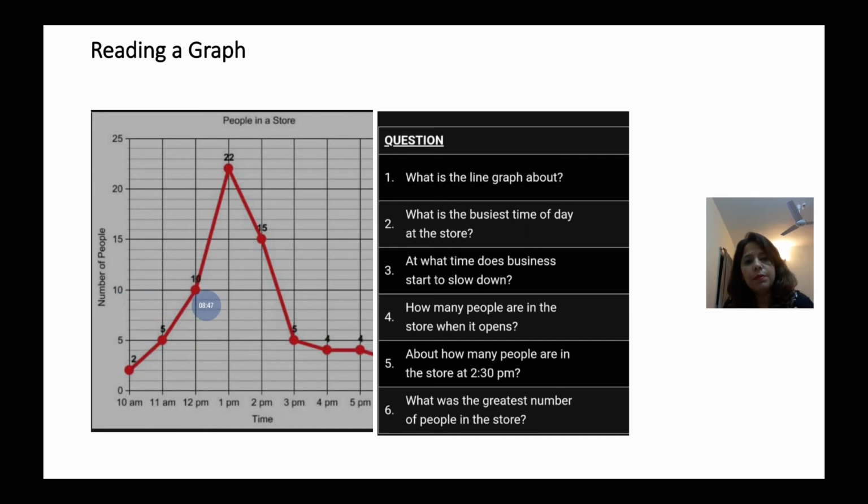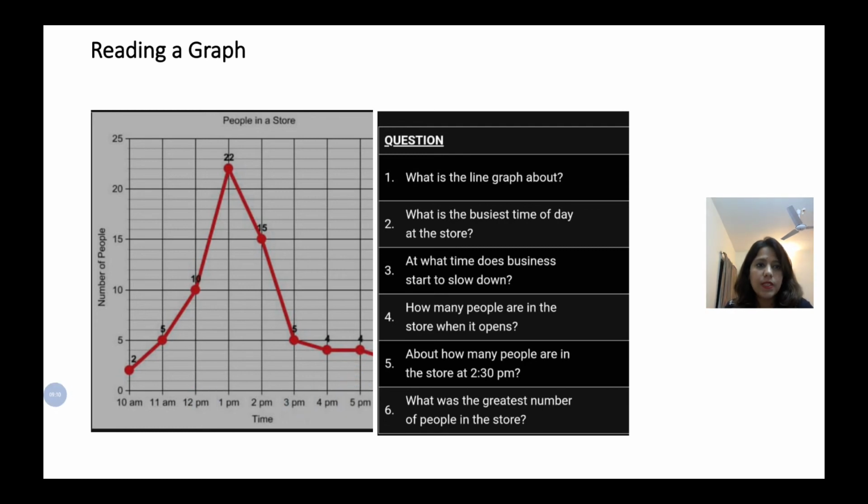Then there are 10 people at 12 p.m. And then at 1 p.m. it is 22. Wow, so many people at this time. And then after that they started decreasing. Number of people are becoming less now. So 15 people at 2 p.m. Then at 3 p.m. only 5 people were there in the store. And then so on, 4 people and 4 people at 5 p.m. This is how it goes on.